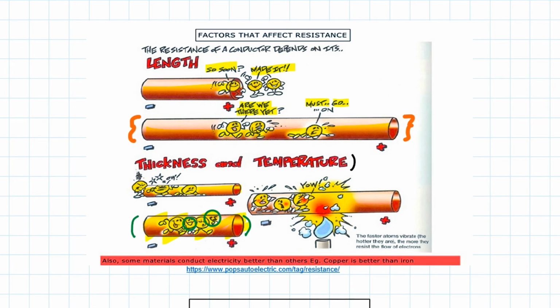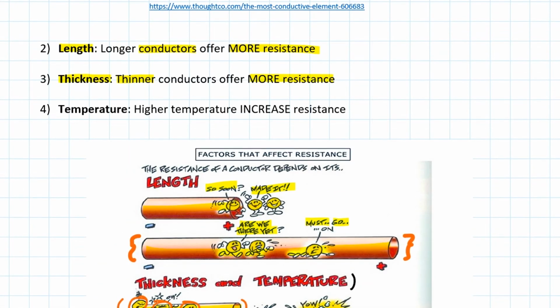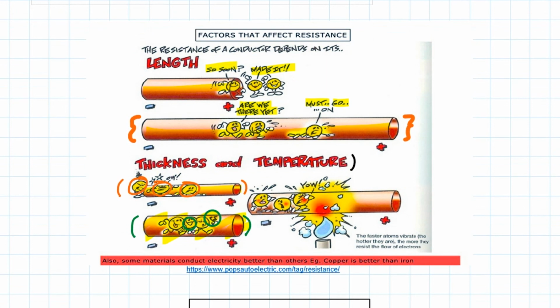But if we look at the other one, over here, the thin conducting wire, they're struggling to move through the thin conducting wire. Of course, electrons are not like us, they don't have feelings, but I'm hoping that these cartoons will make it easier for you to remember the relationship between these factors and resistance. Lastly, we have the temperature of the conducting wire. We say the higher the temperature, the more the resistance will increase. So higher temperatures cause an increase in resistance.